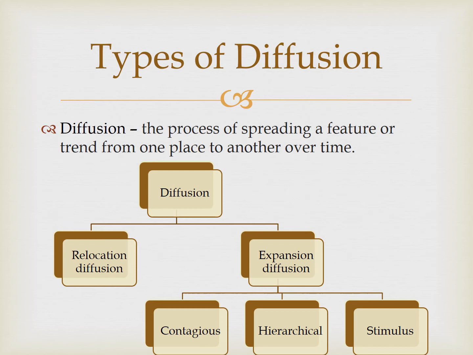So within expansion diffusion, there are three types. There is contagious, meaning it spreads through contact. Hierarchical, which means that there is a hierarchy. Think of a pyramid with an important person at the top. Finally, there is stimulus, which means that it changes a little bit as it diffuses. And I remember these three because contagious, hierarchical, and stimulus could be abbreviated CHS. Go Cougars.